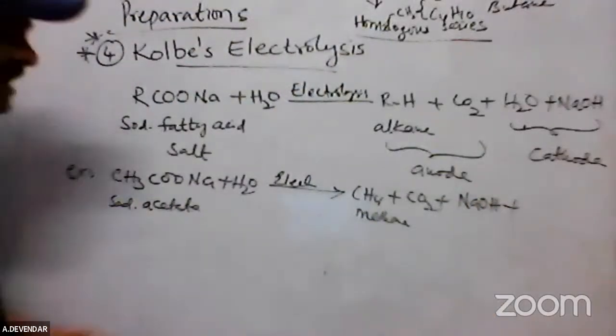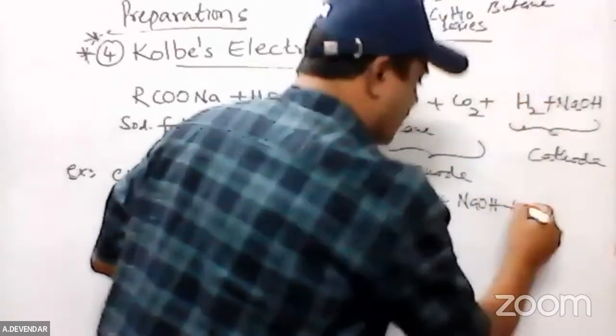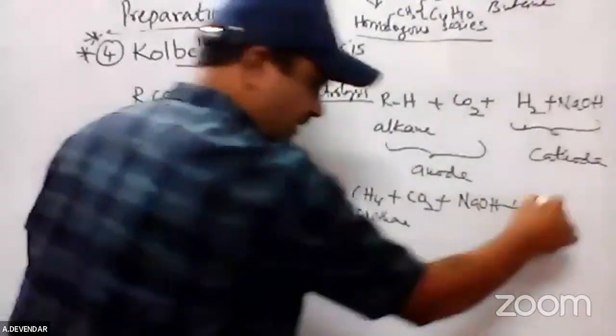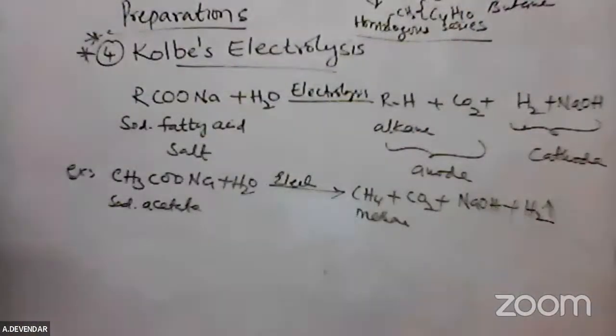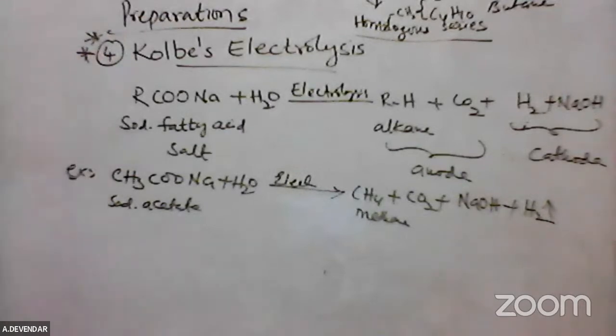Sorry, it is only hydrogen that is liberated. So carbon dioxide and hydrogen, as well as methane, come out from this particular preparation, Kolbe electrolysis.